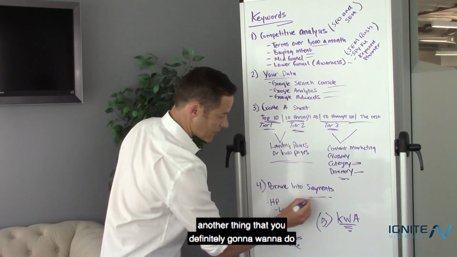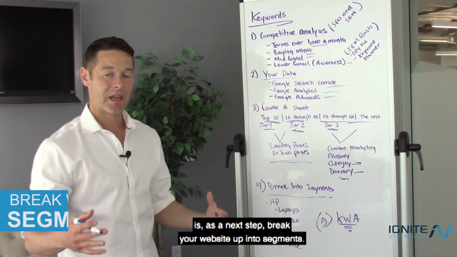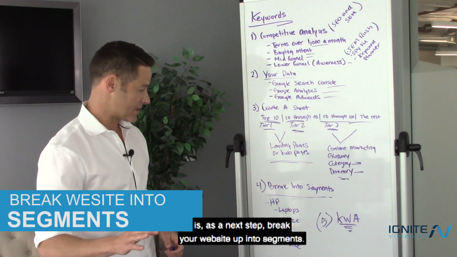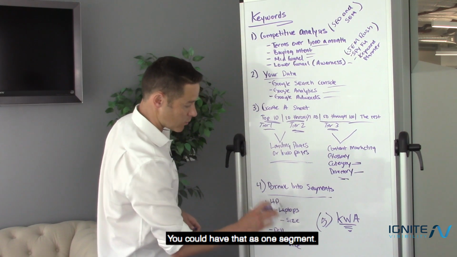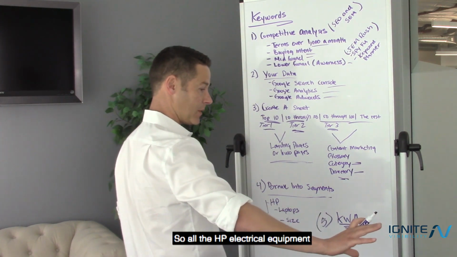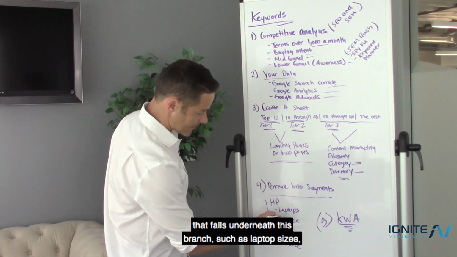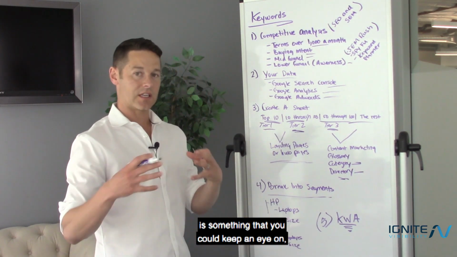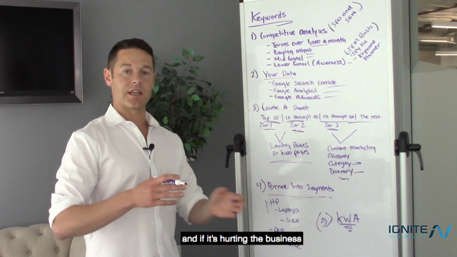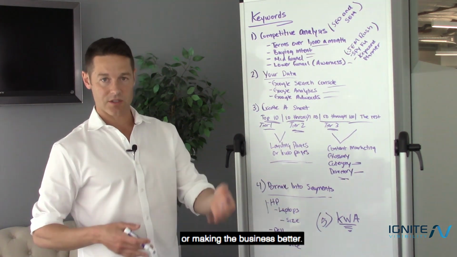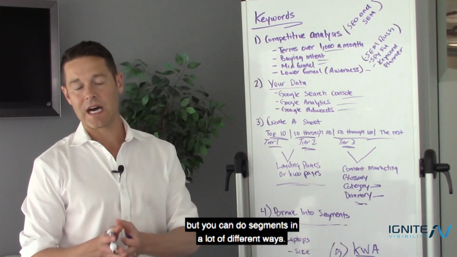So as you see here, another thing that you're definitely gonna wanna do is, as a next step, break your website up into segments. So an example here would be HP. You could have that as one segment. So all the HP electrical equipment that falls underneath this brand, such as laptop sizes, is something that you could keep an eye on so that you could know if it's going up or if it's going down, and if it's hurting the business or making the business better. Dell would be another one. But you can do segments in a lot of different ways.